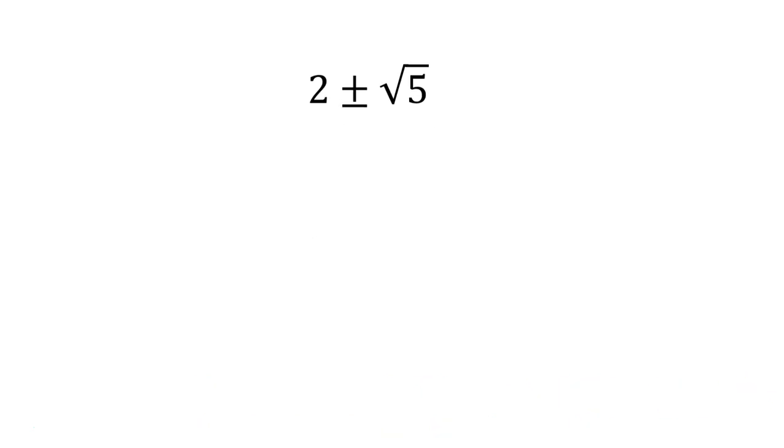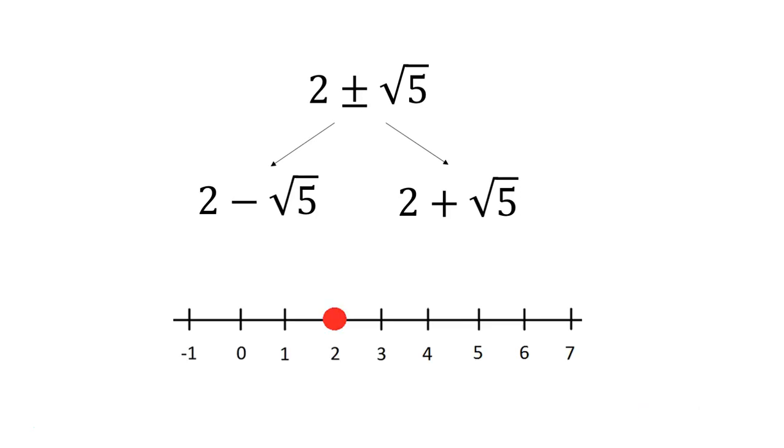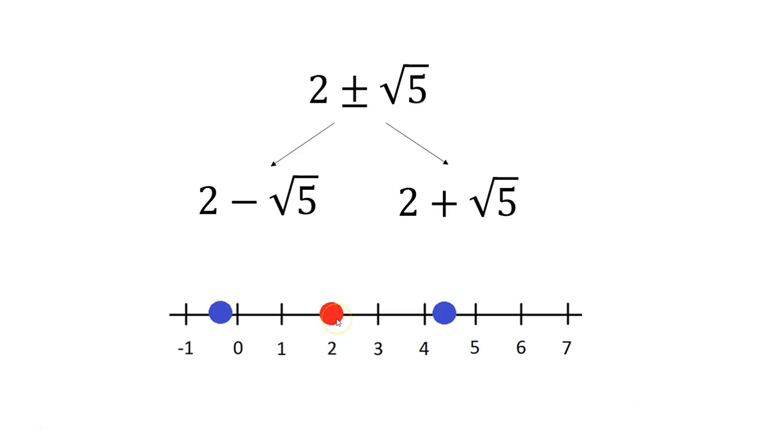2 plus or minus the square root of 5. If you get this for a solution, it represents two values, but they're not like terms, so it's okay to leave your answer like this. What is going on is we have 2 minus the square root of 5 and 2 plus the square root of 5. On a number line, that's as though we start at 2 and then go the square root of 5 to the left, which is about 2.23, and the square root of 5 to the right. The blue dots match the values for 2 plus or minus the square root of 5.